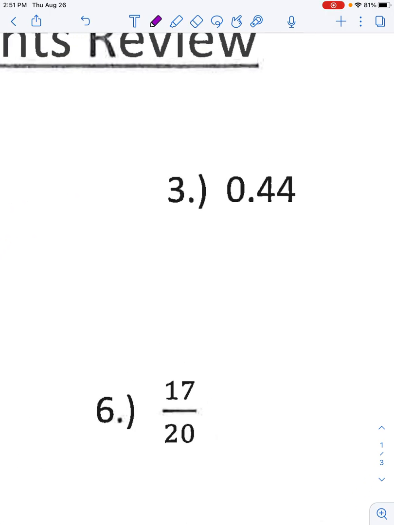And then the last one, we would say 44 hundredths. So we would write 44 over 100, and then we would simplify and get 11/25.